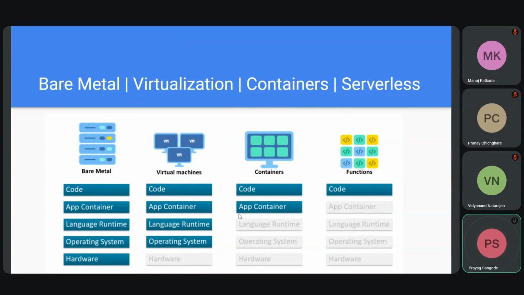In containers, we don't even think about VMs. We directly install a container, and the container is installed on any one of the VMs, which has a single OS and a single kernel. In containers there will be a host machine, generally a VM. That host machine has a single OS and a single kernel, and on top of that we'll be installing a container and we'll have the code.